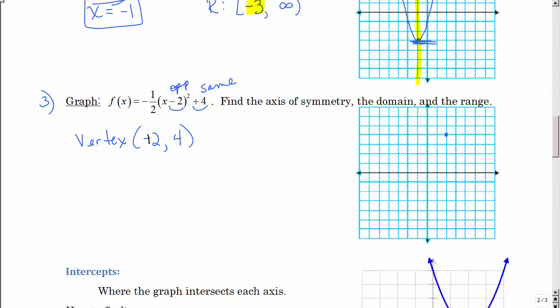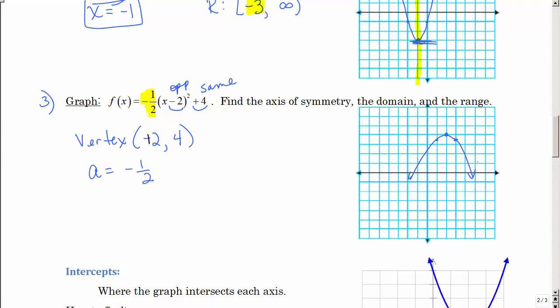So that's our vertex. Our A is again this coefficient right here. And this time it's negative. So that tells me it goes down. So from our vertex, we're going to always go over 1 and then whatever A is. So I'm going to go down 1/2. Over 1 and down 1/2, both sides of the vertex.